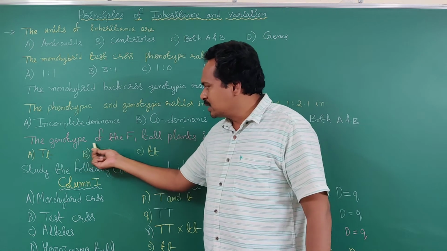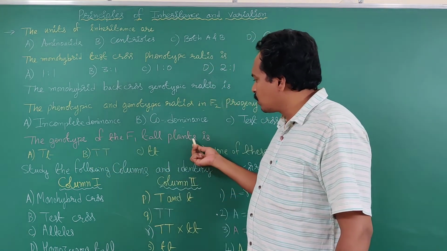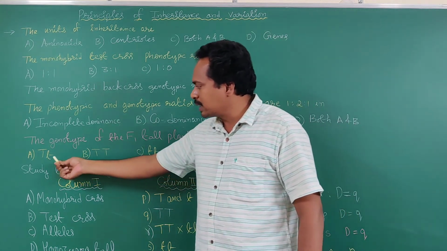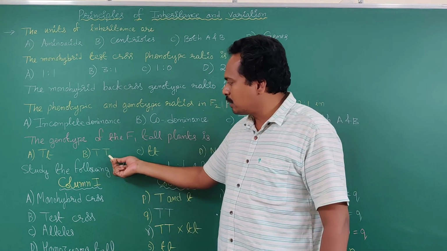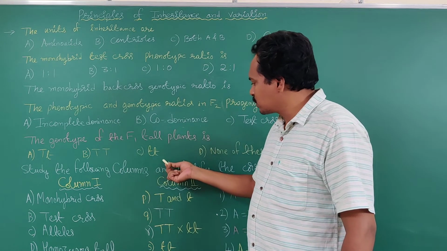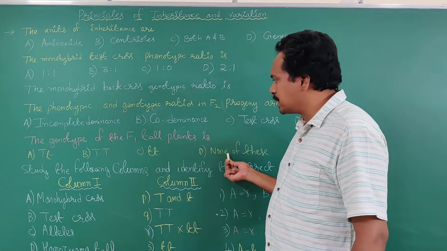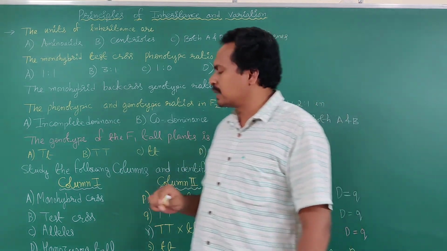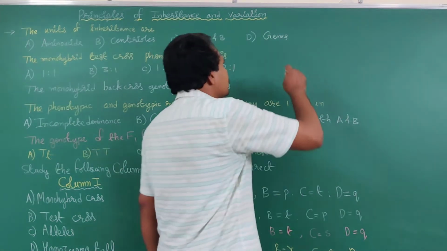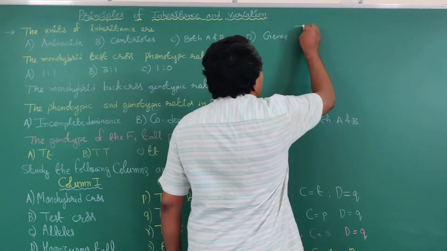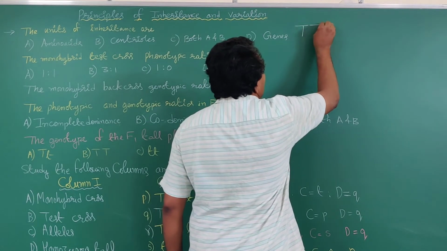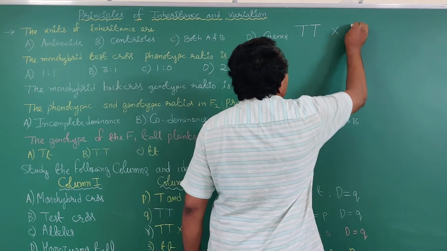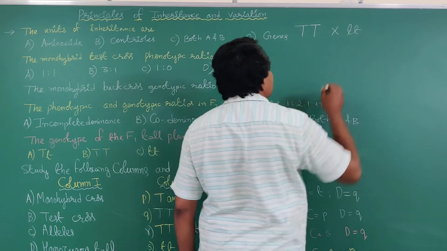What is the next question? The genotype of the F1 tall plants is. What are the given options? Option A capital T small t, option B capital T capital T, option C small t, option D none of these. In a monohybrid cross, one of the parental plant genotypes is capital T capital T. Another parental plant genotype is small t small t.